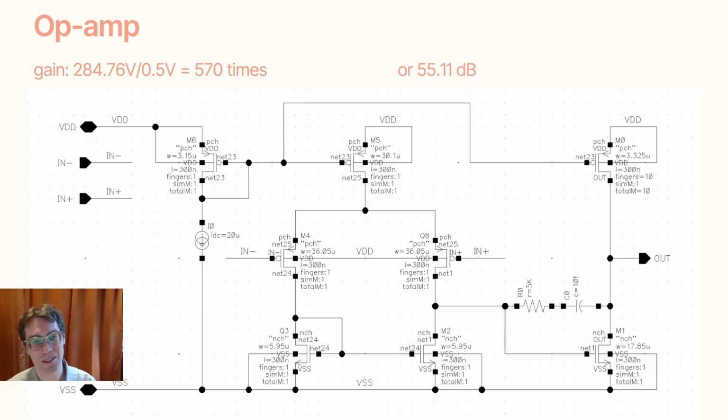This slide details the schematic of the op-amp, which is made in 2 stages. There's a current mirror on the left connecting all the 2 stages, and then in the center is the differential amplifier, and on the right is a common source amplifier.